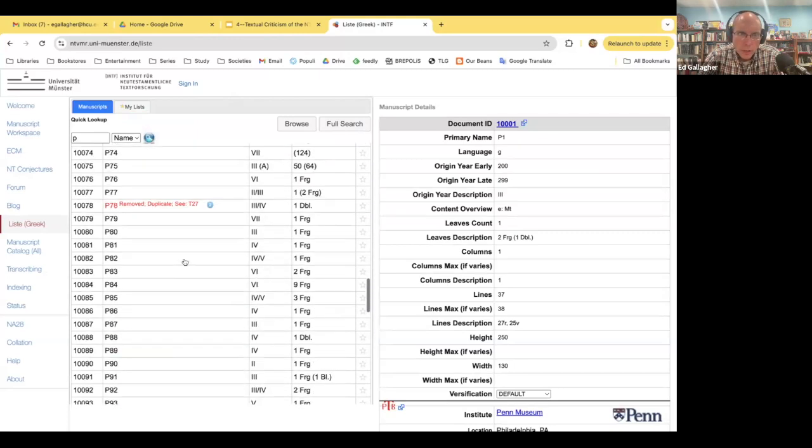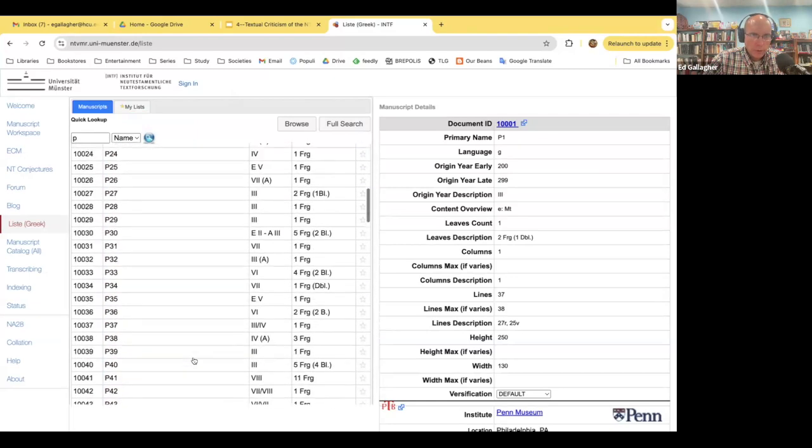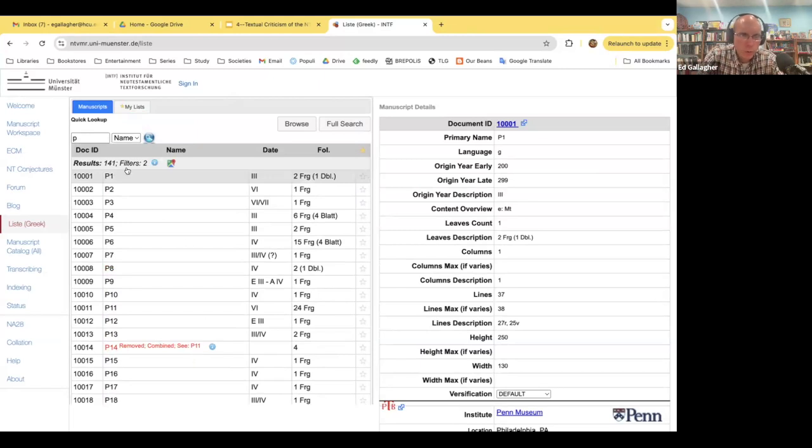And if we scroll down to the bottom, we can see, okay, P141 is the most recent manuscript cataloged, and it is from the 3rd century, and there are 2 fragments of it. We also see right here at the top that we have 141 results from our query. Our query is all manuscripts starting with P, and there are 141 results.